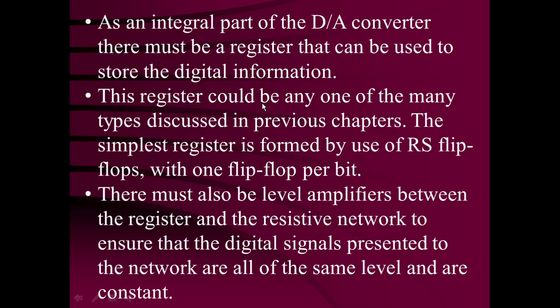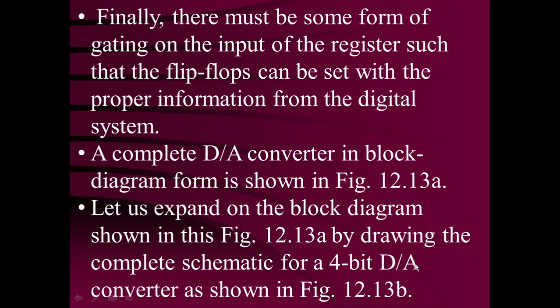So this register could be any one of the many types discussed in the previous chapter. The simplest register is formed by use of RS flip-flop with one flip-flop per bit. There must also be a level amplifier between the register and resistive network to ensure that the digital signals presented to the network are of the same levels and are constant.